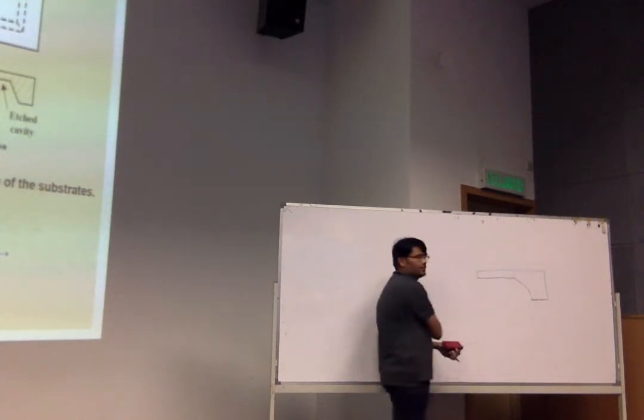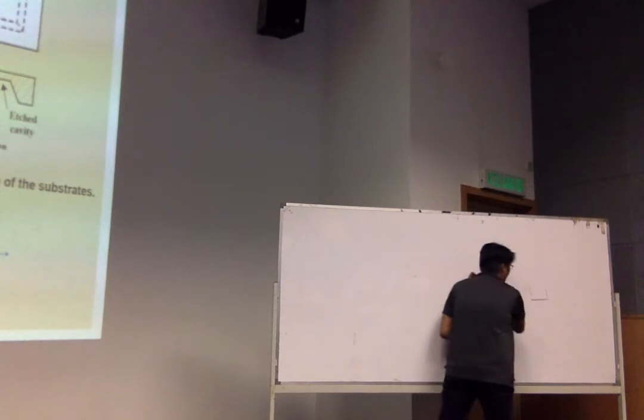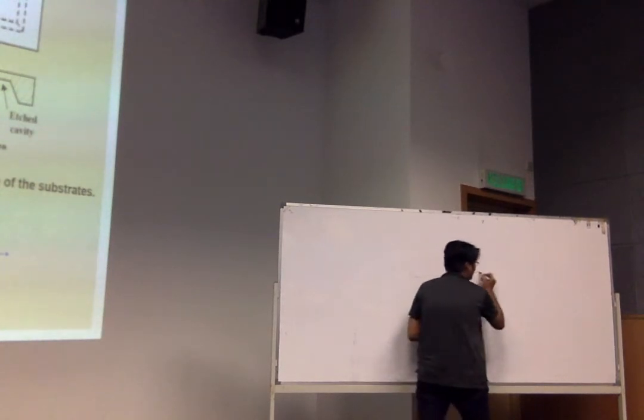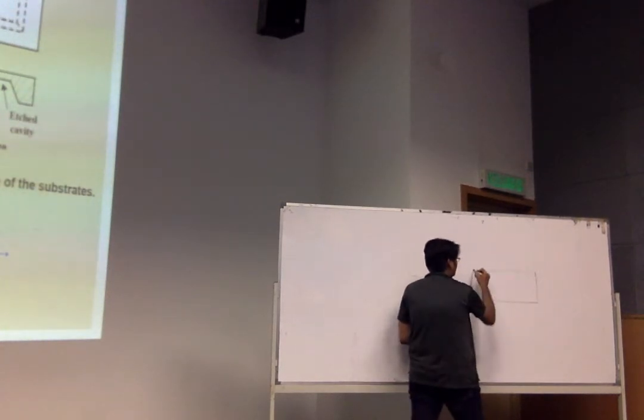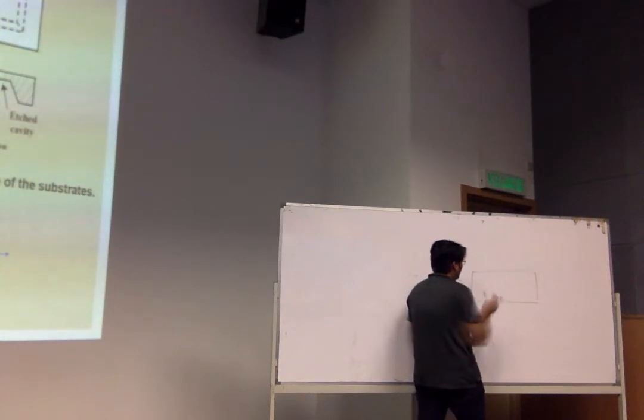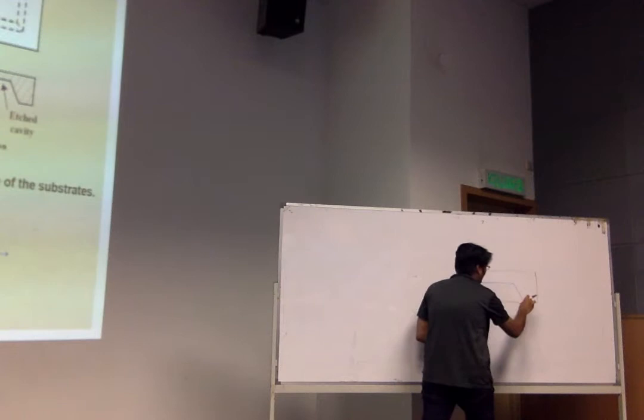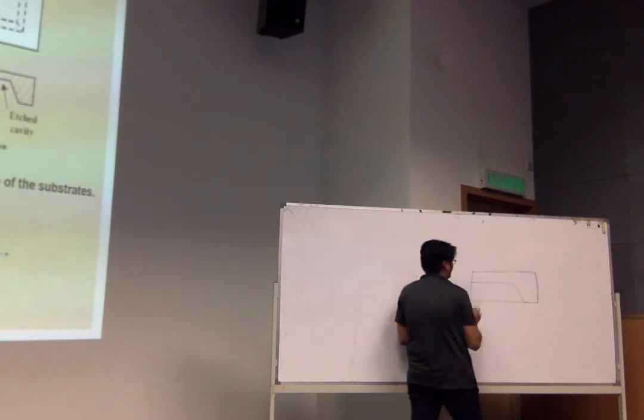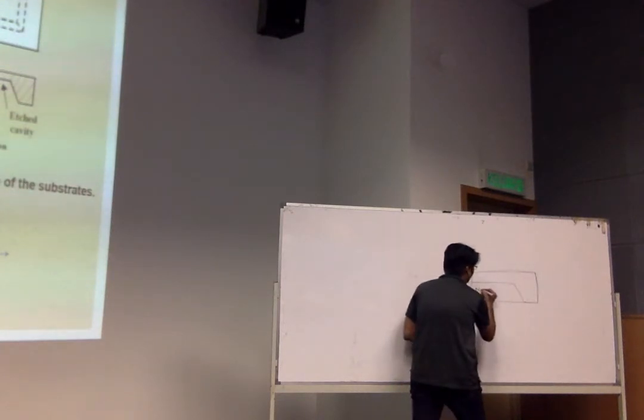So bulk micro machining starts with a complete wafer, and what we do is we etch out the unwanted regions. So we have removal of unwanted regions through etching.